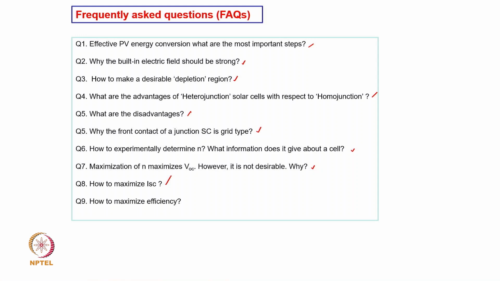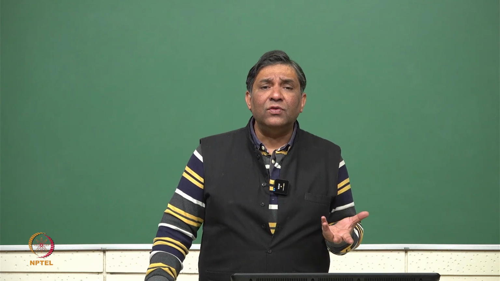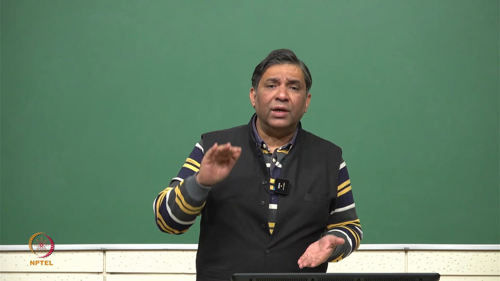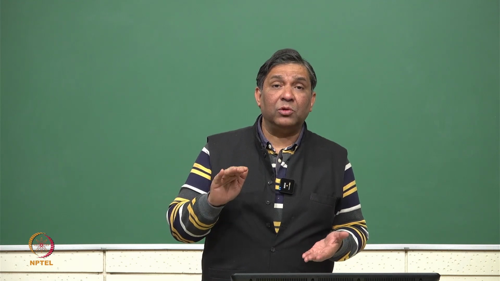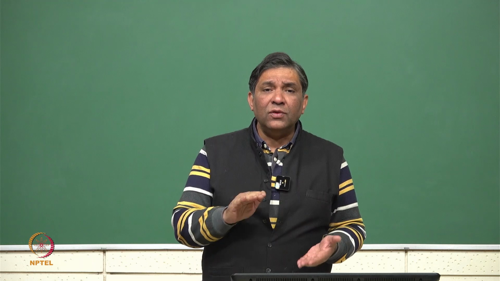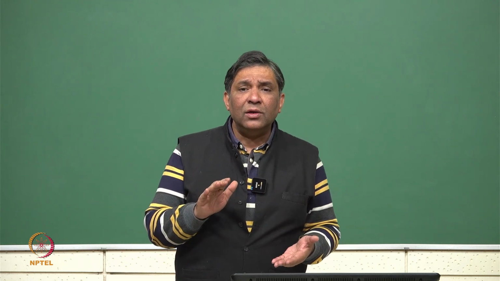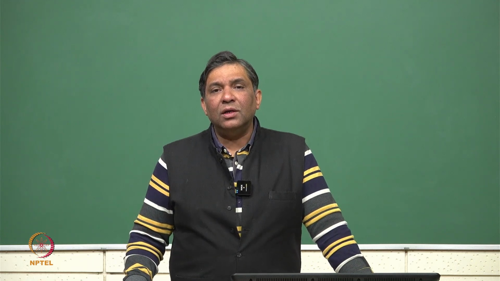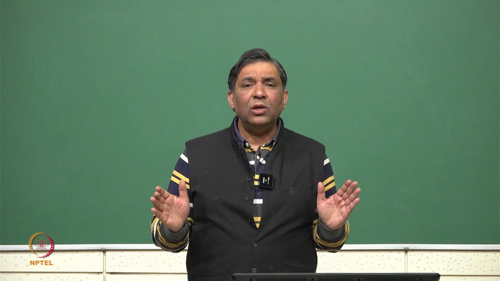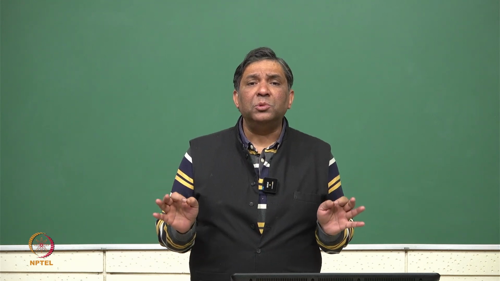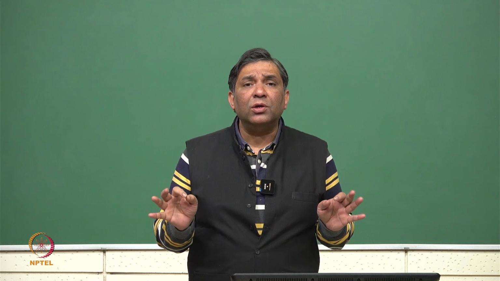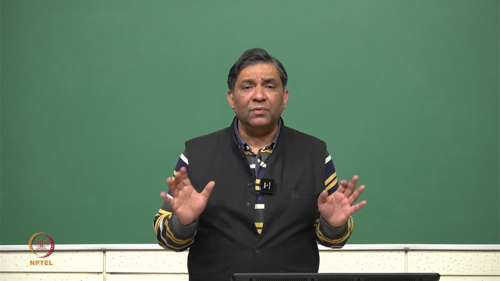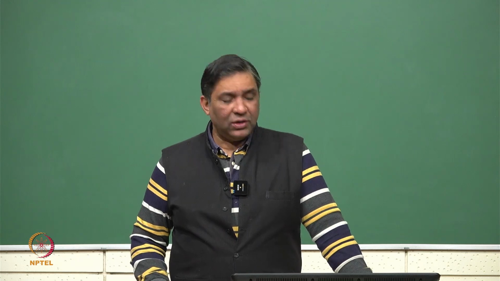Now, next question, how to maximize ISC? ISC is the short circuit current density. So, we know in order to increase the current density what we need is better illumination and absorption of light. So, we need intense illumination, we need good sunlight. Otherwise, we do not see a good current in the outside circuit. So, better illumination and more absorption of light are the two most important physical processes which give rise to higher current density ISC.